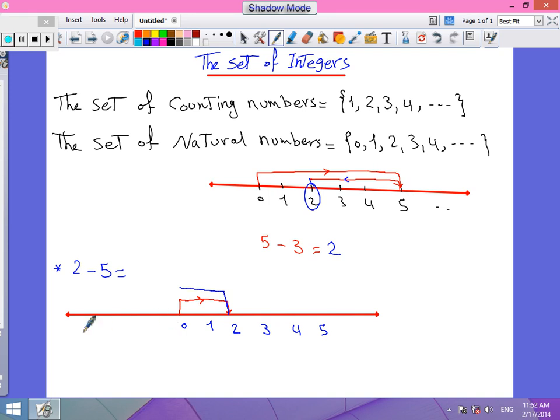Then we need to put another number here to represent the opposite side. It will be negative 1. Here we have 1, and here negative 1, negative 2, negative 3, negative 4, and so on. So now we have negative 5 minus 5: 1, 2, 3, 4, 5. The result will be negative 3. Here we have the opposite direction represented by the negative numbers. In the middle we have 0, and 1, 2, 3 are called the positive numbers, and these are called the negative numbers.